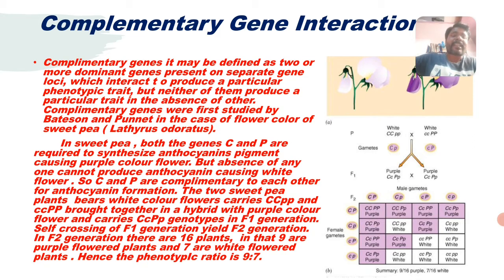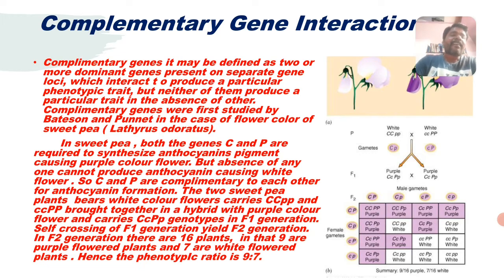It is nothing but what? The heterozygous condition. It is called heterozygous here, with heterozygous genotypes in the F1 generation. This F1 generation undergoes selfing or self crossing, which yields the F2 generation. In this F2 generation, 16 plants are produced. Out of these 16 plants, 9 are purple flower plants and 7 are white flowered plants. Hence the phenotypic or genotypic ratio is 9:7. The 9:7 is the ratio of complementary gene interaction.